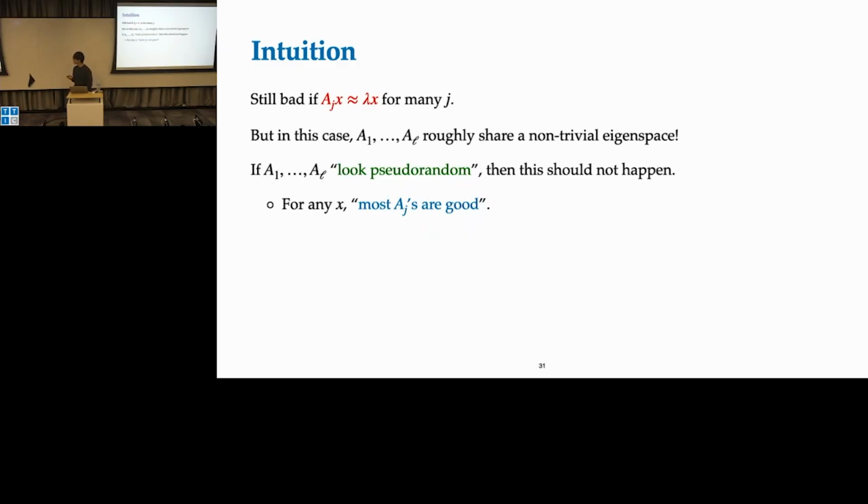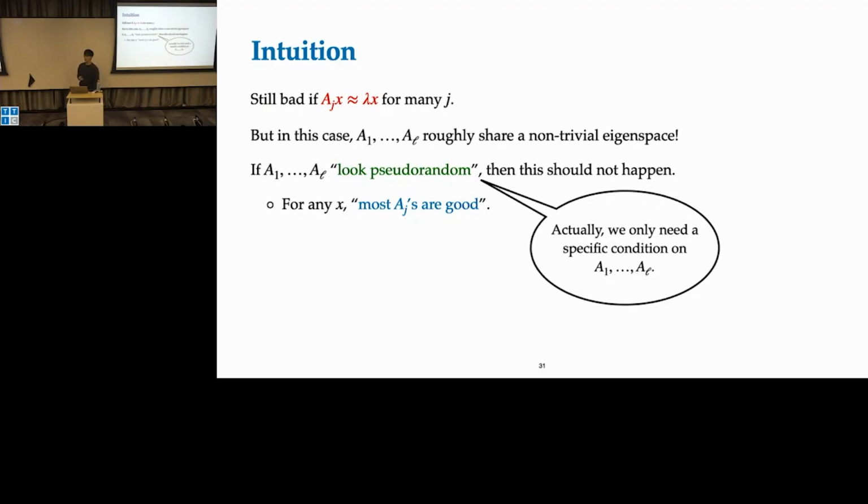So let me say a few words about this. What does look pseudo-random mean? This is what we call free expanders. Freeness is a formal definition, and there's a very well-studied field called free probability. Today, I won't talk about any of that, because all we need is a specific condition on A1 to AL. That's all we need, and you'll see that later.